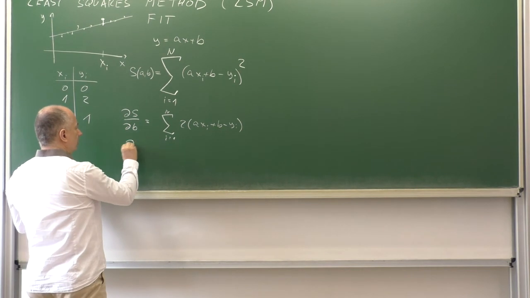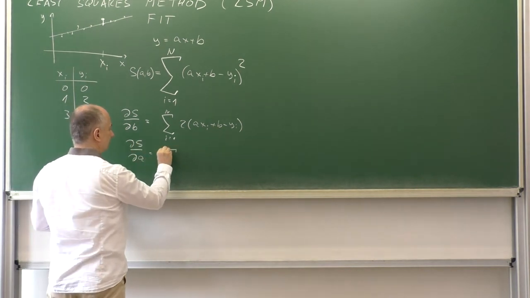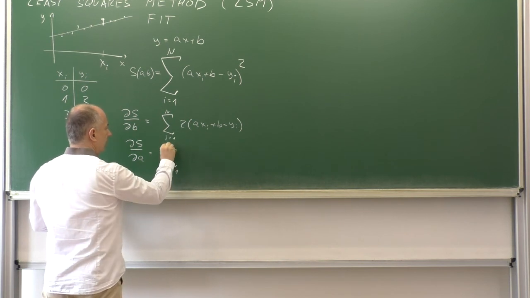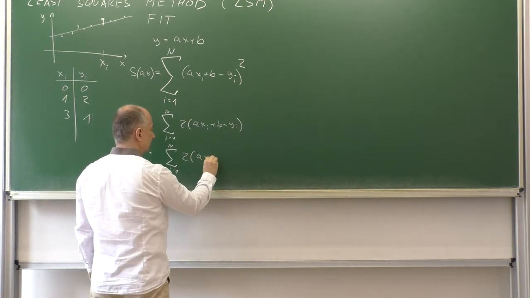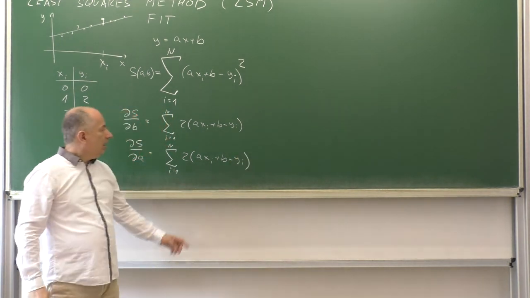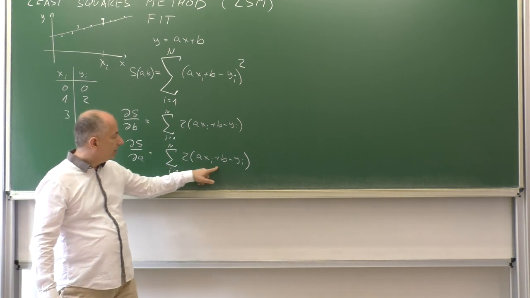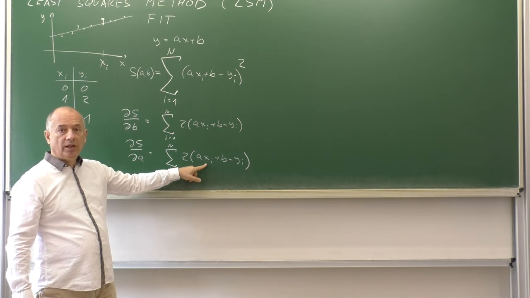And then we consider the derivative of S with respect to a, which is the sum for i running from 1 to N. Again, 2 times the bracket, but once again, times the derivative of the inner function. And the derivative of the bracket itself with respect to a is xi.